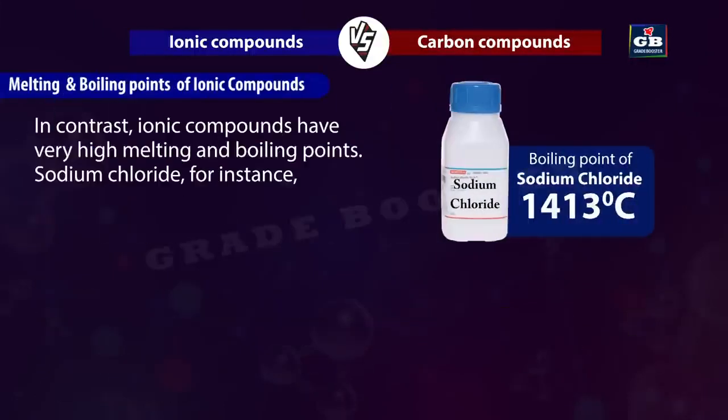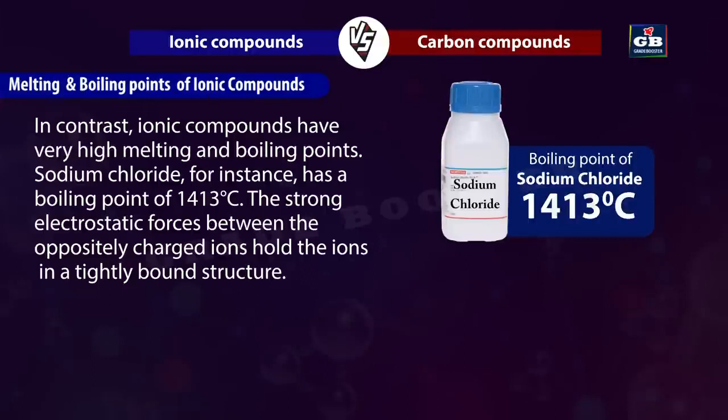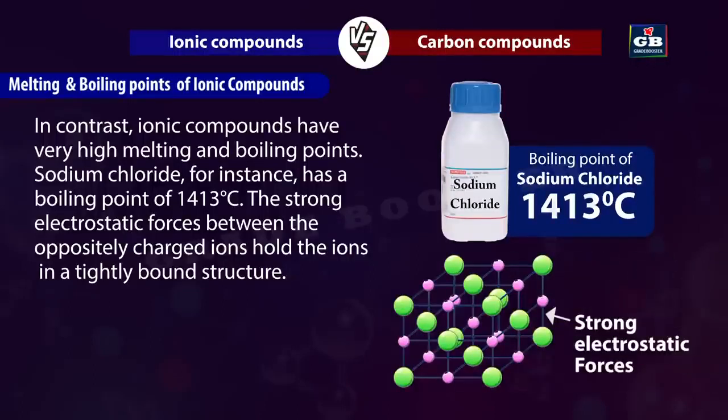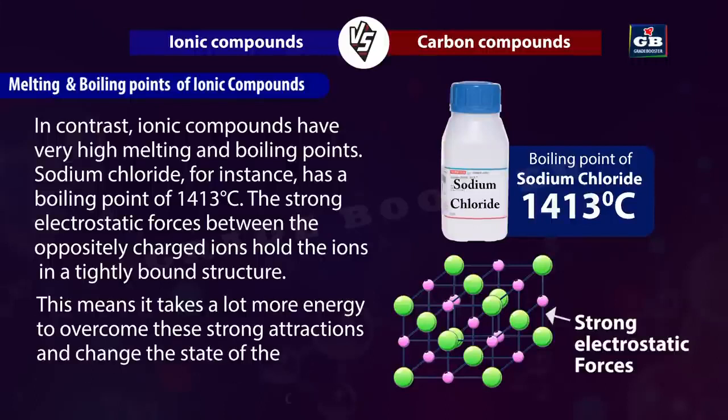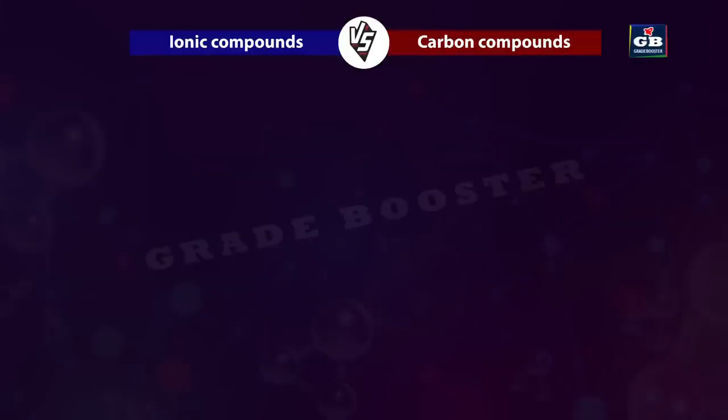In contrast, ionic compounds have very high melting and boiling points. Sodium chloride, for instance, has got a boiling point of 1413 degrees Celsius. The strong electrostatic forces between the oppositely charged ions hold the ions in a tightly bound structure. This means it takes a lot more energy to overcome these strong attractions and change the state of the compound.